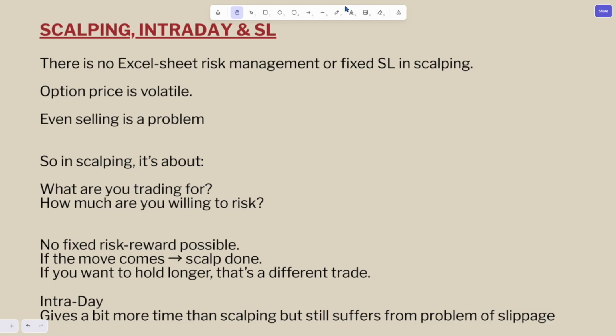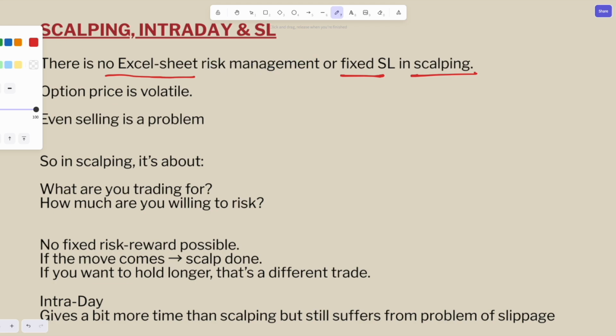All right, let me tell you over here, there is no Excel sheet risk management or a fixed stop loss in scalping. Why is that? Because option prices are volatile. Now, if you have traded options with a decent amount of capital, like I trade options, I usually do option buying in the index, Nifty, Bank Nifty.